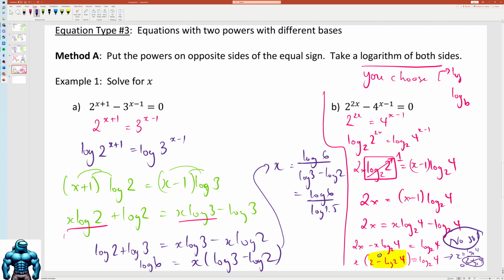Okay, I should have seen this earlier. Look at this. In fact, I was kind of alluding to it. 2 to the 2x is actually equal to 4 to the x, and 4 to the x minus 1 is equal to 0. Why is this an issue?